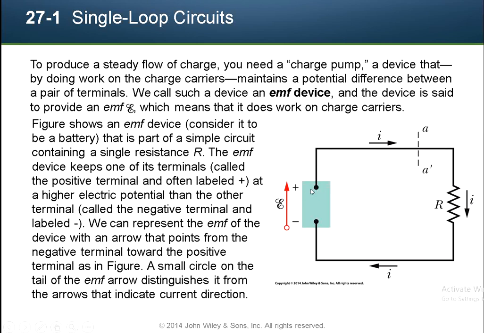An EMF device has a positive terminal and a negative terminal. The flow of electrons, or the current, is from the positive to the negative terminal. A small circle with an arrow denotes the symbol of an EMF device.